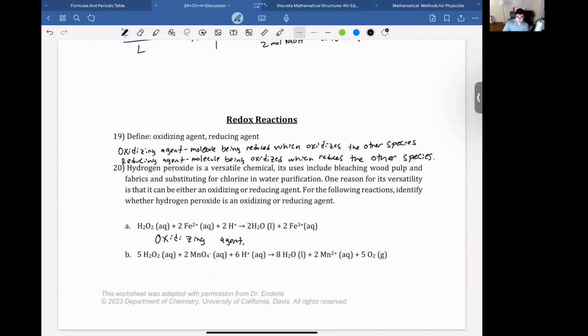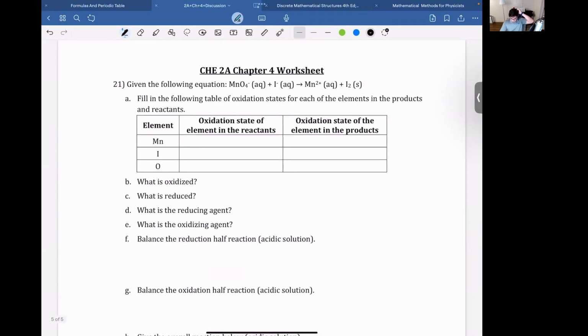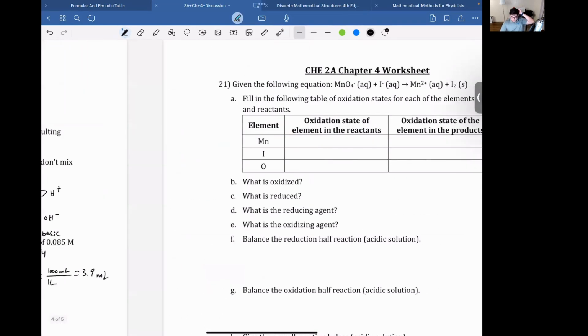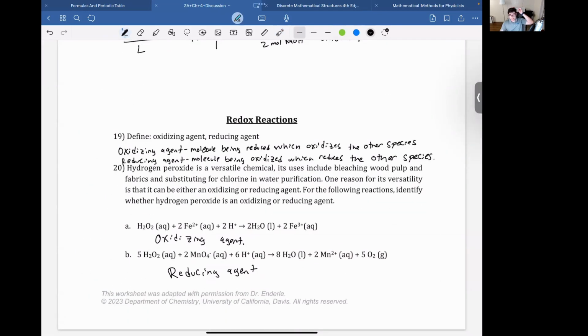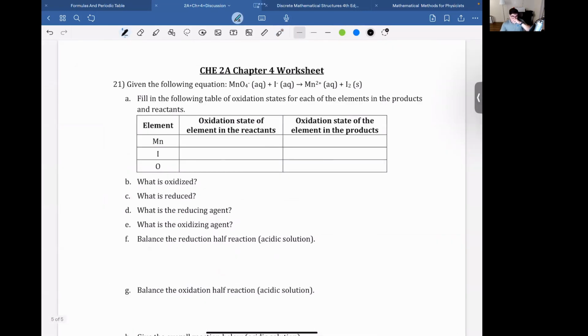Because Mn is reduced, that means that the other thing must be the reducing agent. So H2O2 is the reducing agent and it's being oxidized. One thing is always going to be the oxidizing agent, the other one's going to be the reducing agent. One thing will always be oxidized, the other will always be reduced. So if you know what one is, you know the other has to be the other one, right? One's being reduced, the other has to be oxidized.